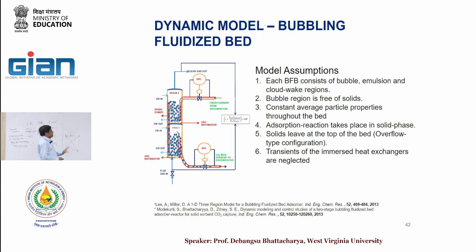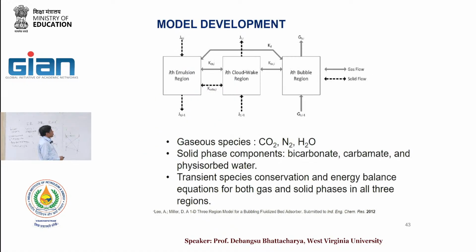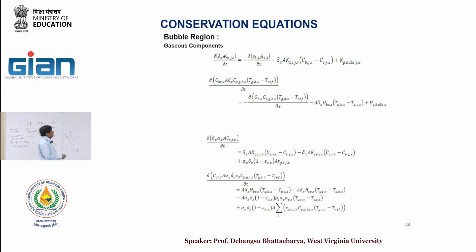Nevertheless, I just wanted to show you this one, a little crazy model, pretty involved. We consider a 3-region model: bubble, emulsion, and cloud wake region. If you are familiar with this type of system, this comes straight from Cooney and Levenspiel. These are the two papers we have here, by Andrew Lee and David Miller. These are our collaborators also. We started with that model, and then Srinivas Modekutti developed this model for the dynamics. So this is how it works. It exchanges between all these regions.